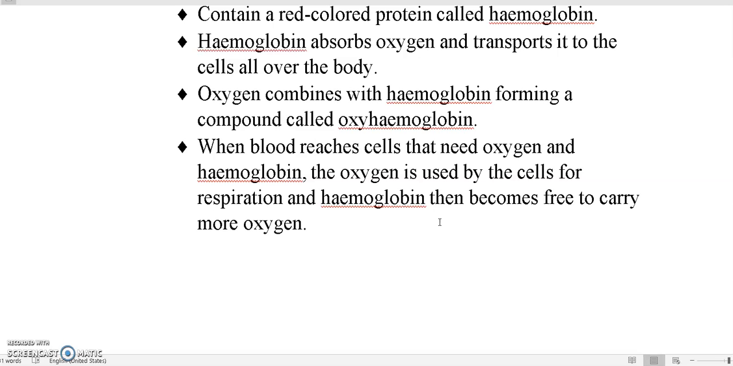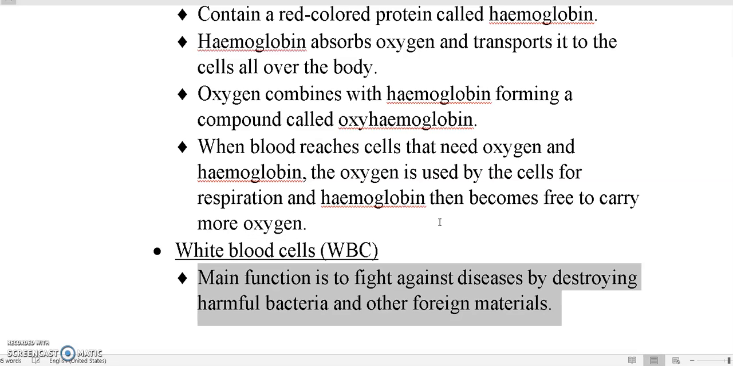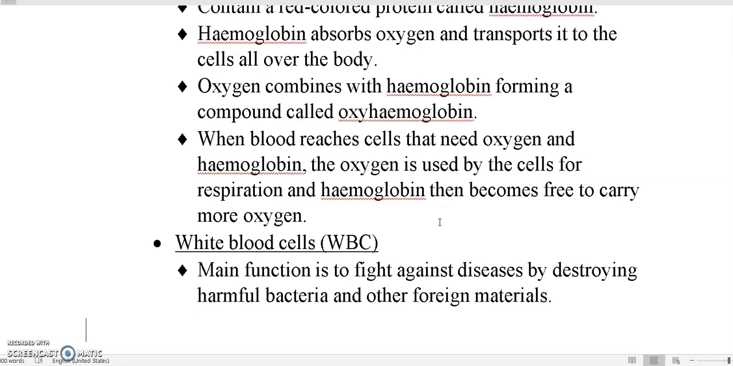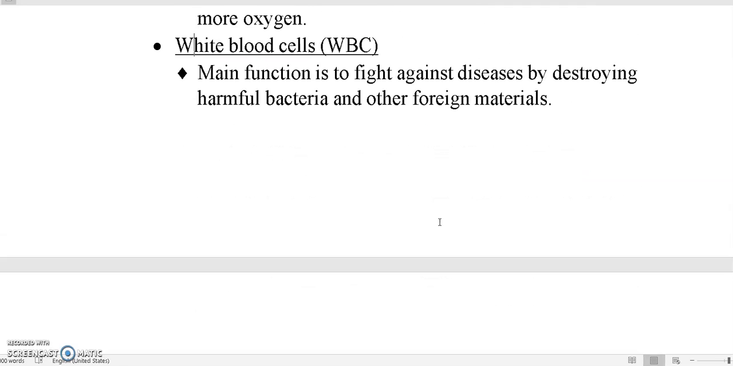Now if we talk about white blood cells, first we'll talk about their main function. What is the main function of white blood cells? Because the rest of the features of white blood cells depend on this function. The main function is to fight against diseases by destroying harmful bacteria and other foreign materials or organisms, anything which is harmful for our body. So WBCs fight against disease causing bacteria.